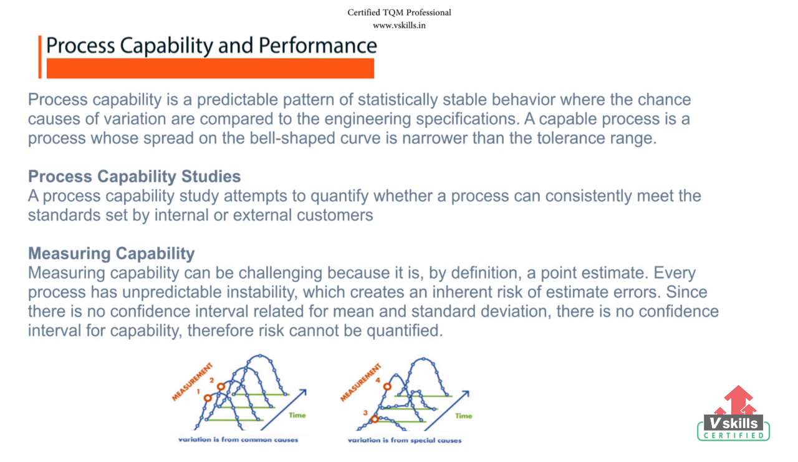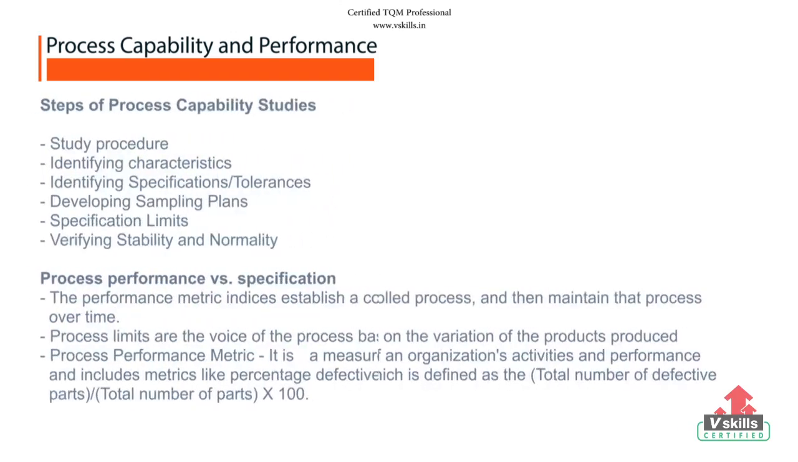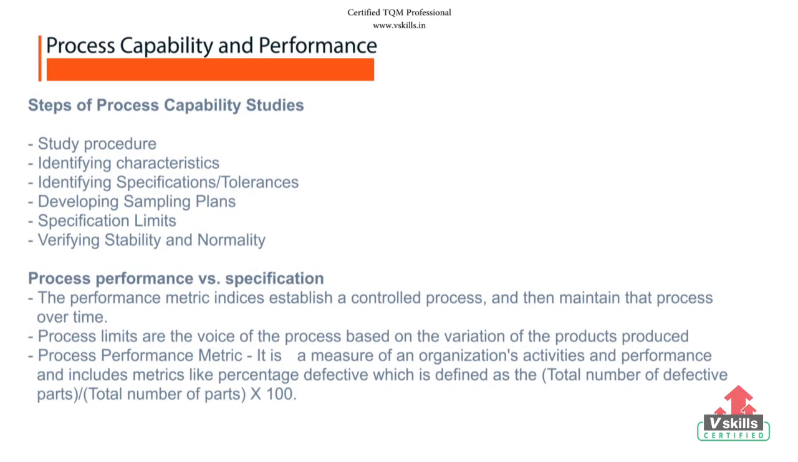The image clearly shows that the objective of a process capability study is to establish a state of control over the manufacturing process and then maintain that state of control through time. The steps of process capability studies are given in the slide.